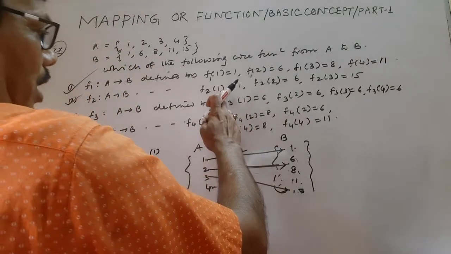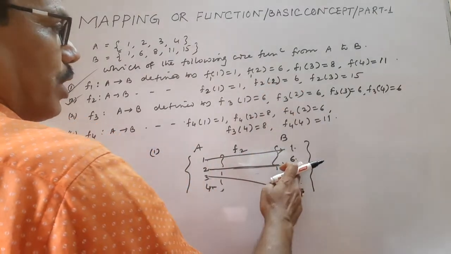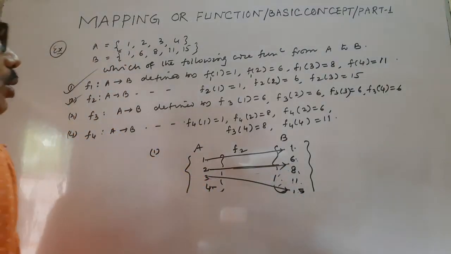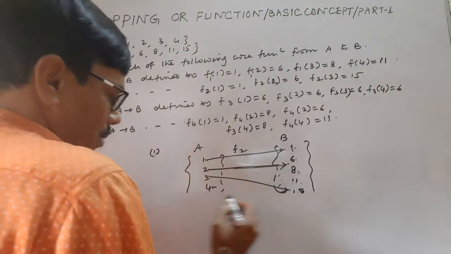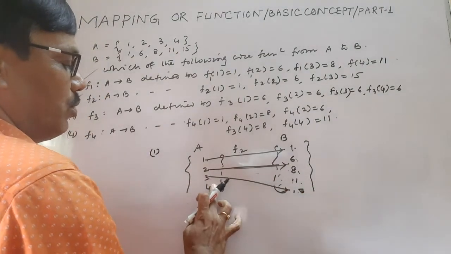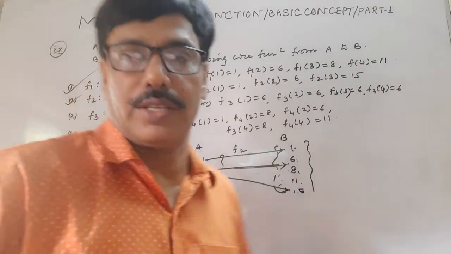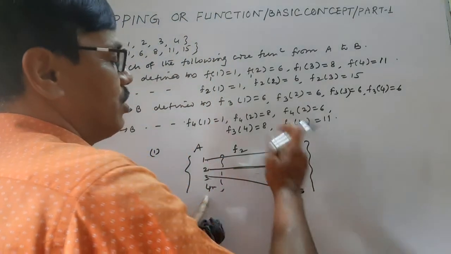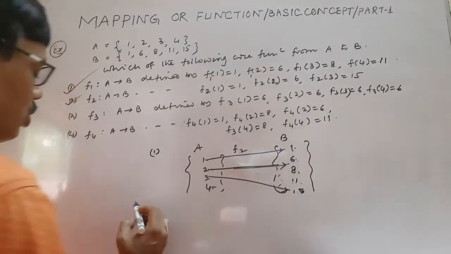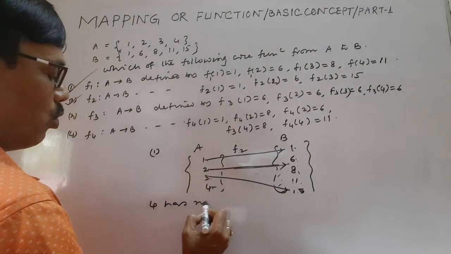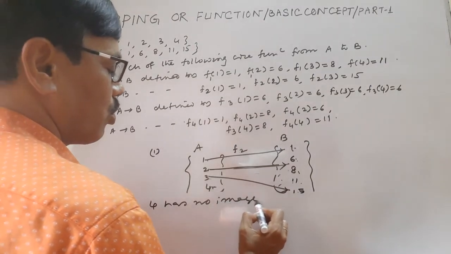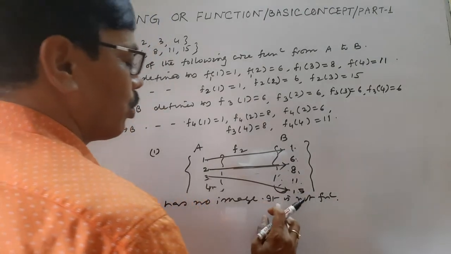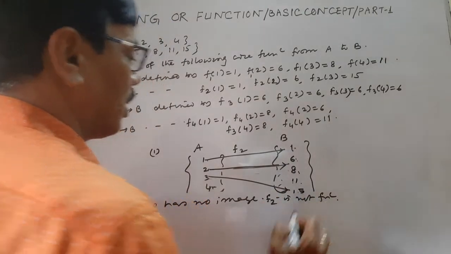Sorry. F2(1) equals 1, F2(2) equals 6, F2(3) equals 15. So now, the element 4 has no image. Every element in A must have a unique image in B, but 4 has no image. So it is not a function. So F2 is not a function.